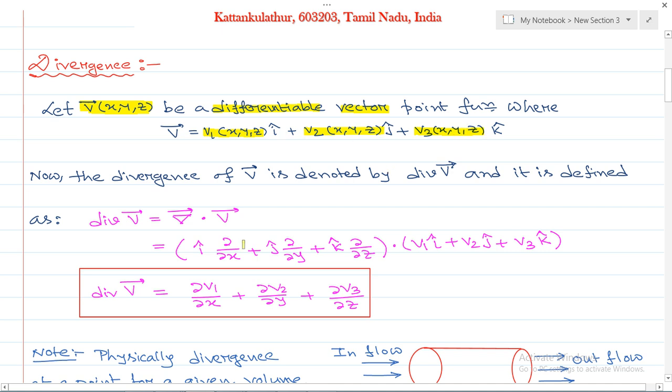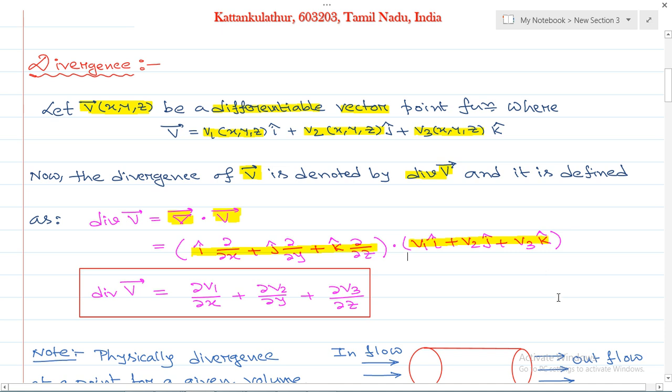Now the divergence of the V vector is denoted by div of V vector, and it is defined as div of V vector equals the vector differential operator del dot product with V vector. The first order vector differential operator, that we already defined in the previous video lecture, equals i cap del/del x plus j cap del/del y plus k cap del/del z. Now it will be dot product with v1 i cap plus v2 j cap plus v3 k cap.